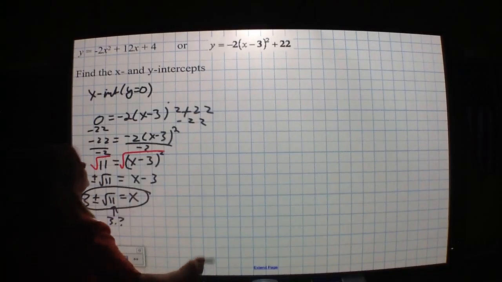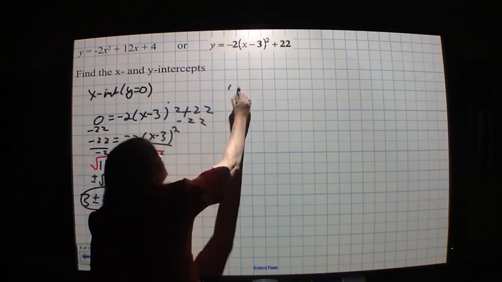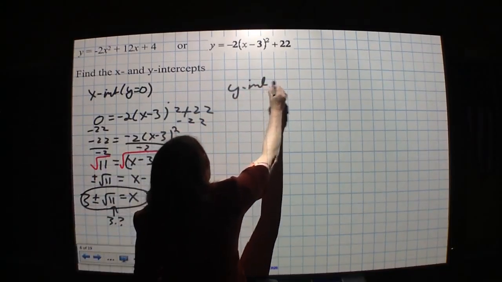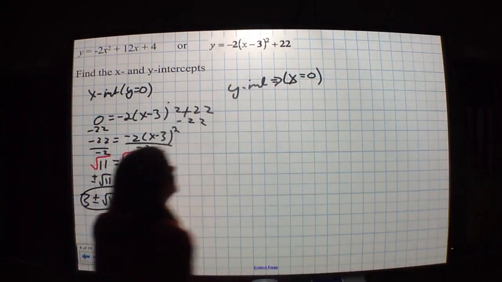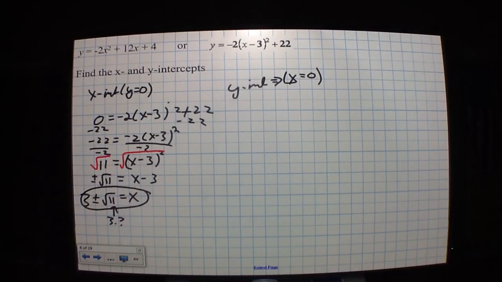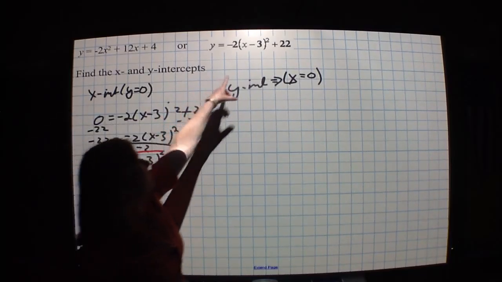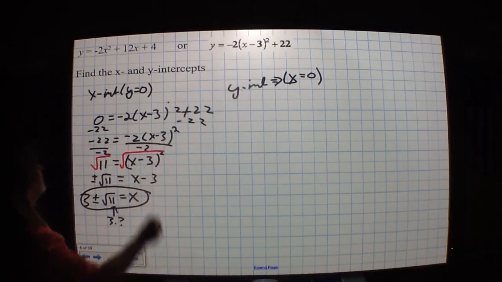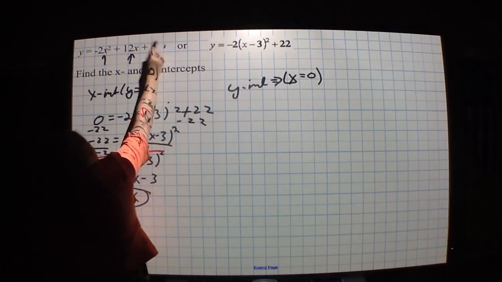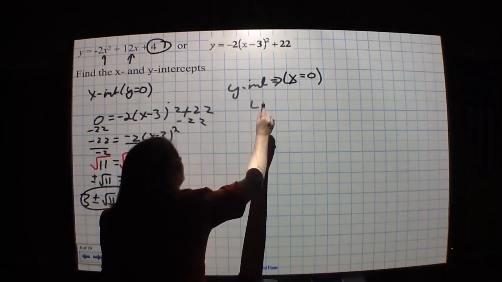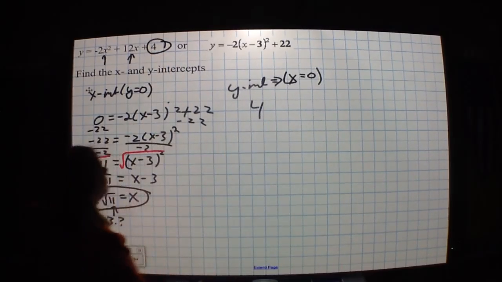My y-intercept. Remember the y-intercept, that's where x is equal to 0. Don't forget that. So I could put x equal 0 into this equation and solve it, but the fastest way would be to put x equals 0 here, and you can see that you get 4. So the y-intercept was 4.